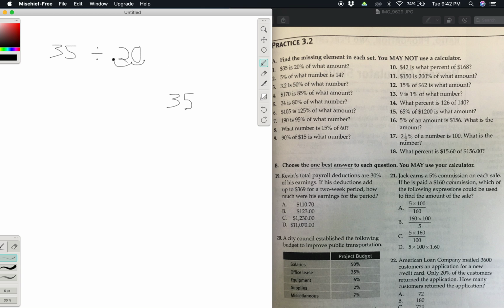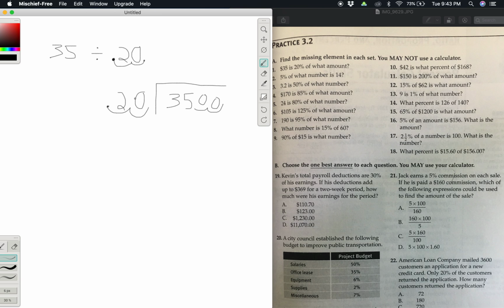So, okay, now we need to divide 35, which is the part, by 0.20. Okay, so we can't have a decimal in a division problem, so we need to move it over 2 spaces. Now we have no decimal since it's to the right of the 0. But we do need to make up for those values there, so we move that decimal over 2 spaces as well. Now we have 3,500.